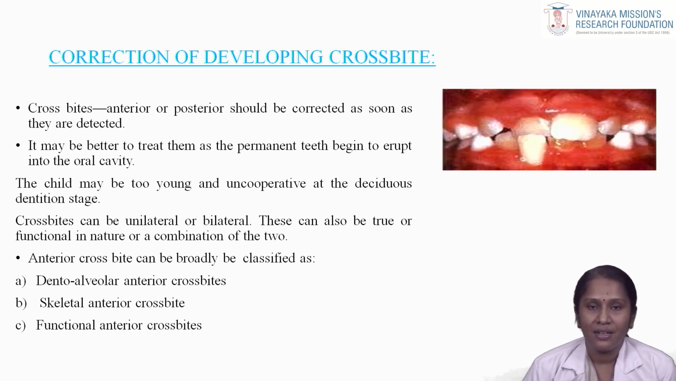Students, in the mixed dentition period as well as the deciduous dentition, due to some root causes, it may be any ENT problem like a breathing problem, kids tend to develop a pseudo class 3 malocclusion. At that time, we need to identify that type of malocclusion and correct it by giving some appliances. This is very important in the correction of developing crossbite, and that is called interceptive orthodontics.